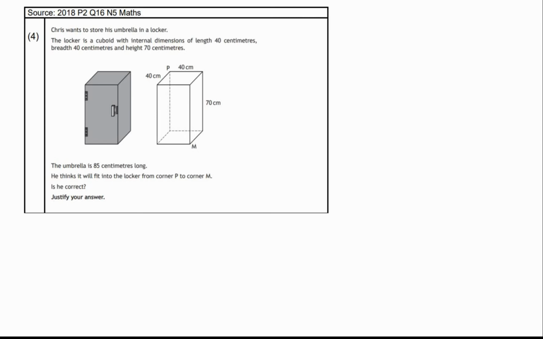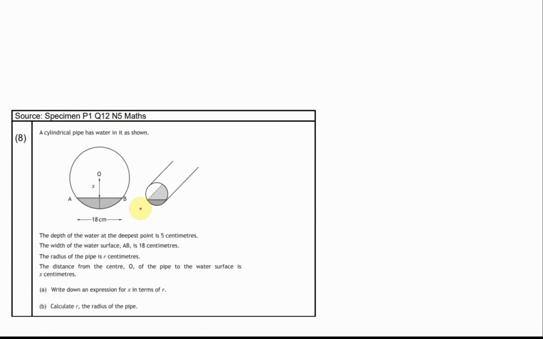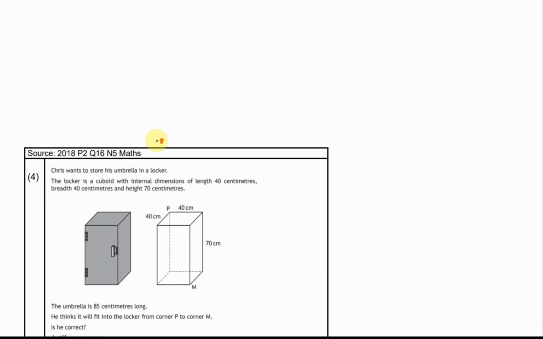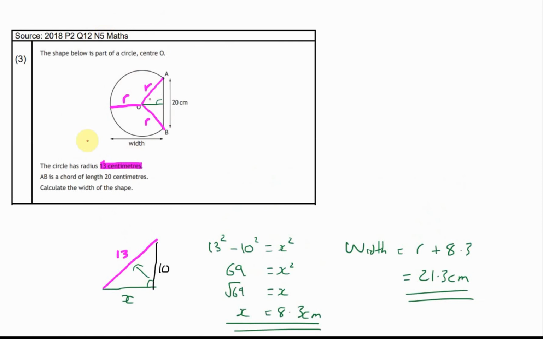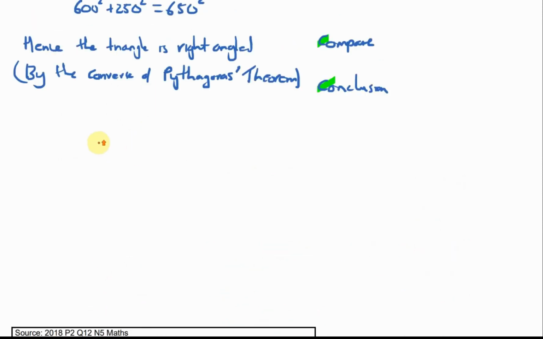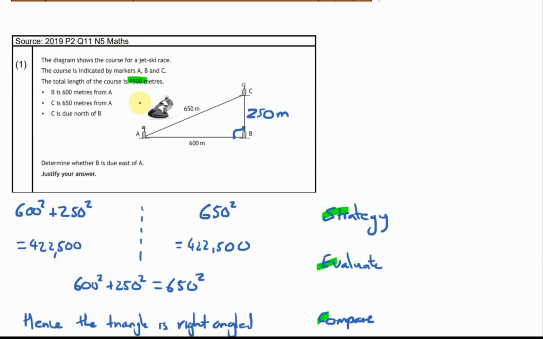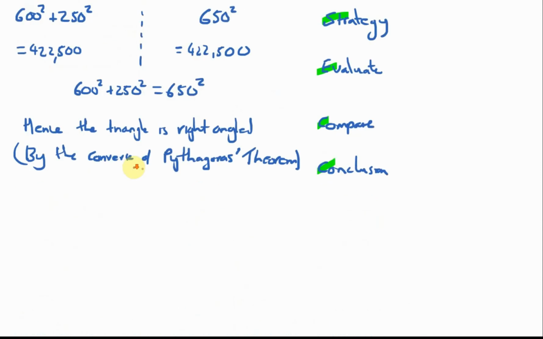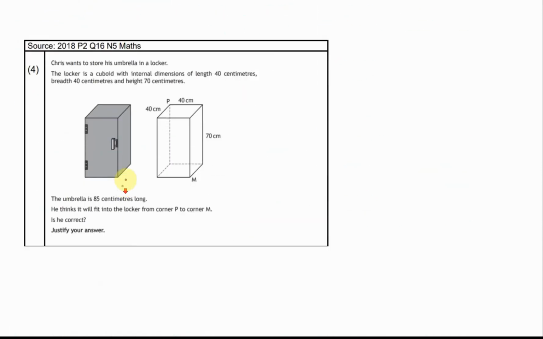Okay, it's Pythagoras part 2. We're just going to look at Pythagoras in 3 dimensions, and then we're going to do a really tricky problem-solving question as well. Last time we looked at a problem-solving question which is quite standard, and we looked at converse Pythagoras. So let's just go for Pythagoras in 3D.